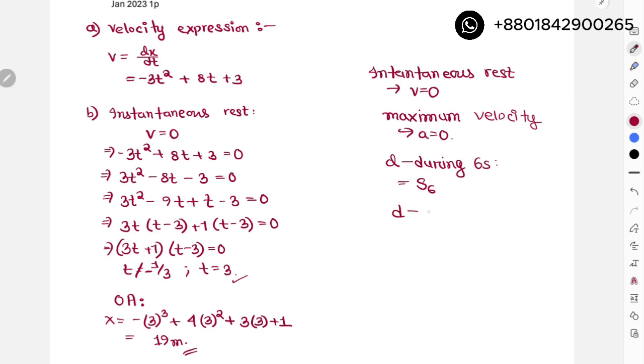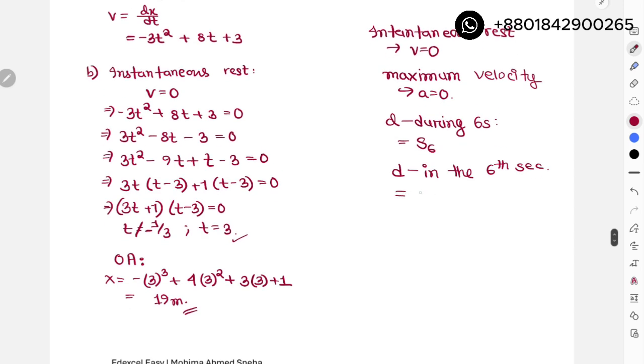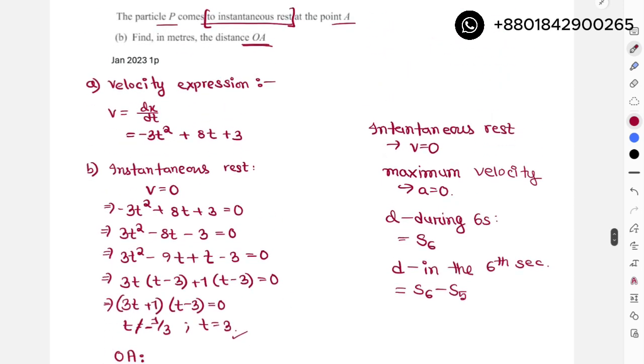But if they want to find out the distance in the 6th second, in this kind of case you have to find out the distance traveled only in the 6th second. That is basically the distance traveled between S6 and S5. So just subtract them. You input t equals 5 into the equation for the distance, and t equals 6 into the equation, and then subtract the t equals 5 expression from t equals 6. So these are quite a few things you should understand about kinematics.